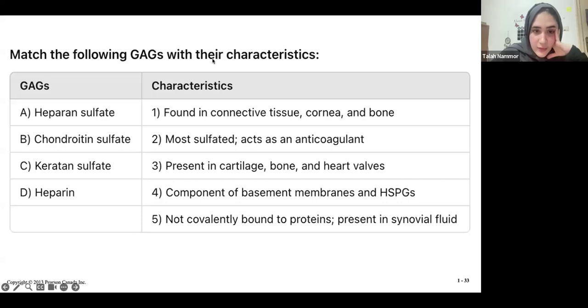Okay, yalla, next. We need to match the following GAGs with their characteristics. Yalla, let's start. These are the different GAGs that we're going to have, and these are the characteristics. Let's go like that. We'll start with heparan sulfate. First, is it found in connective tissue, cornea, and bone? We have cornea. So do you guys think it's heparan sulfate?